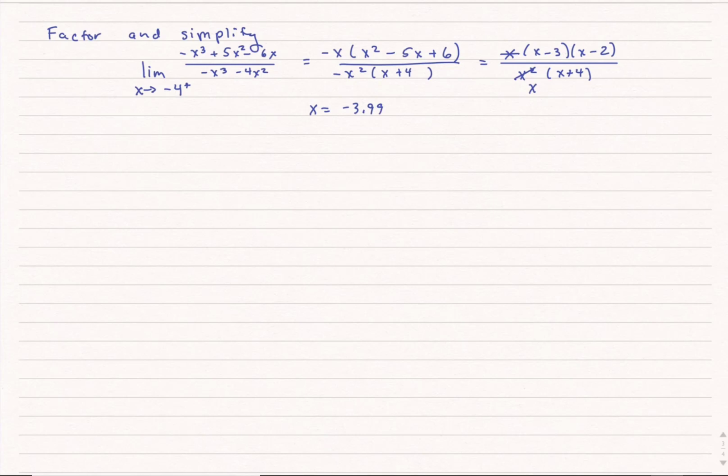Let's see what happens. Well, in my numerator, I could go ahead and just plug in negative 4. And we'd find that my numerator goes to positive 42, the answer to life, the universe, and everything. But what happens to my denominator?